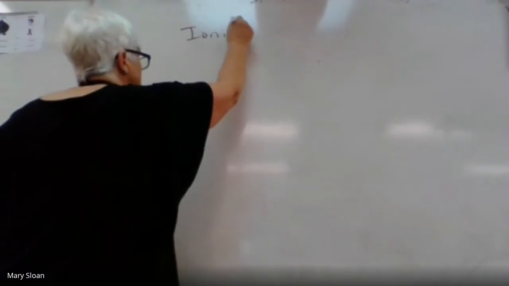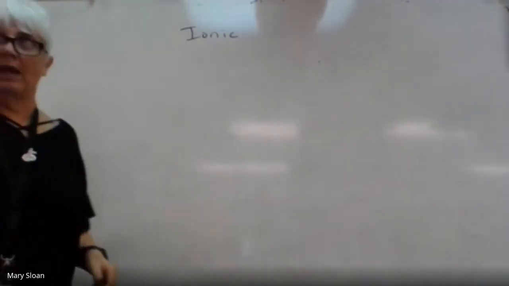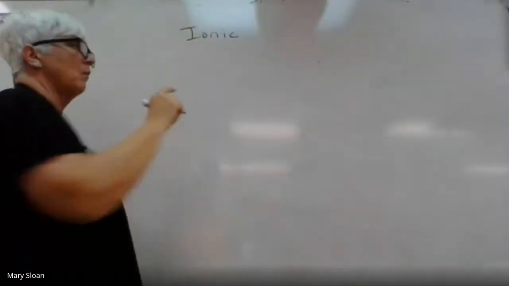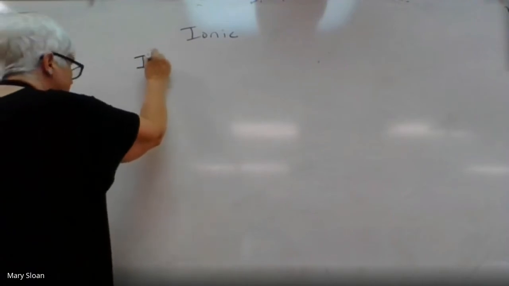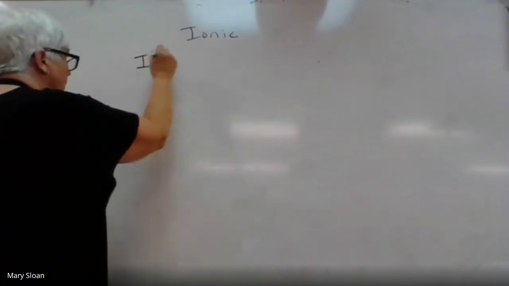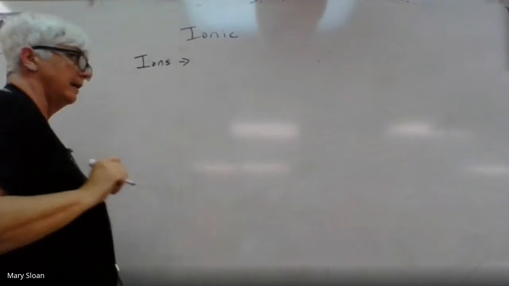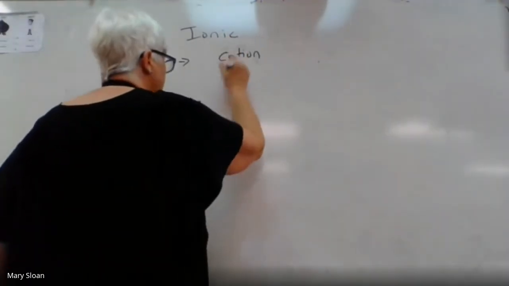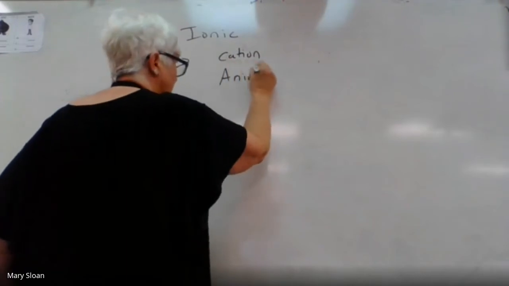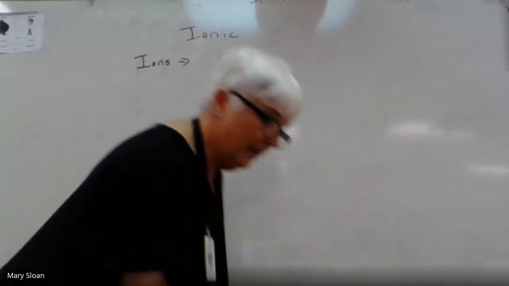Well, ionic bonding has to do with what other word do you think of when you look at ions? Yes. So remember, whatever I write on the board, you write in your book. Ions. So when we're talking about ions, what are the two different ions? Cation and anion. I like the little way that you have it there.